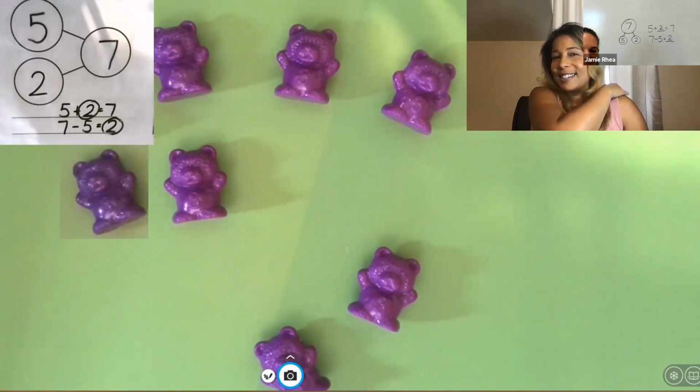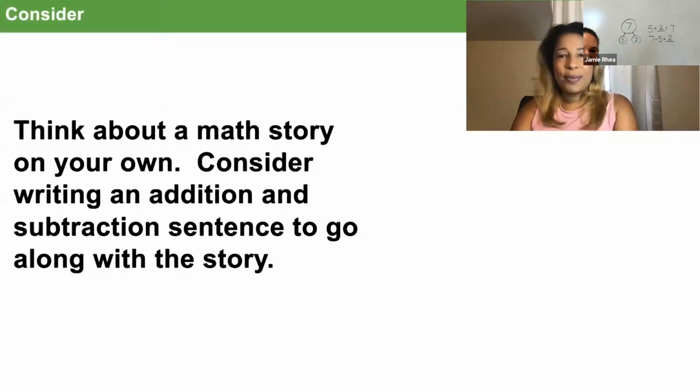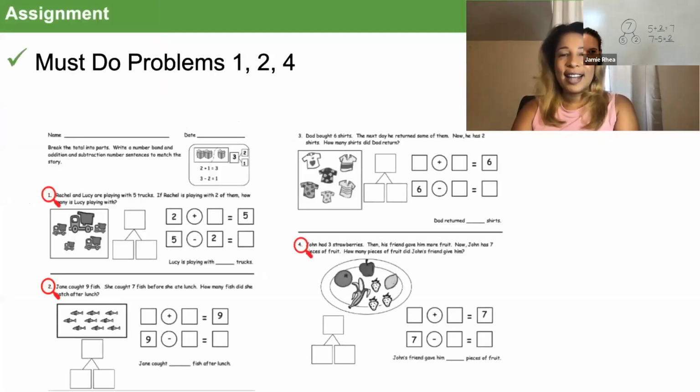You did great. As we wrap up this lesson, think about a math story on your own. Consider writing an addition and subtraction sentence to go along with your story. Now it's time to work on your problem set. You will have 10 minutes to complete problems 1, 2, and 4. If you have additional time in your 10 minutes, feel free to work any of the other problems on the page. Don't forget to think about your math story.